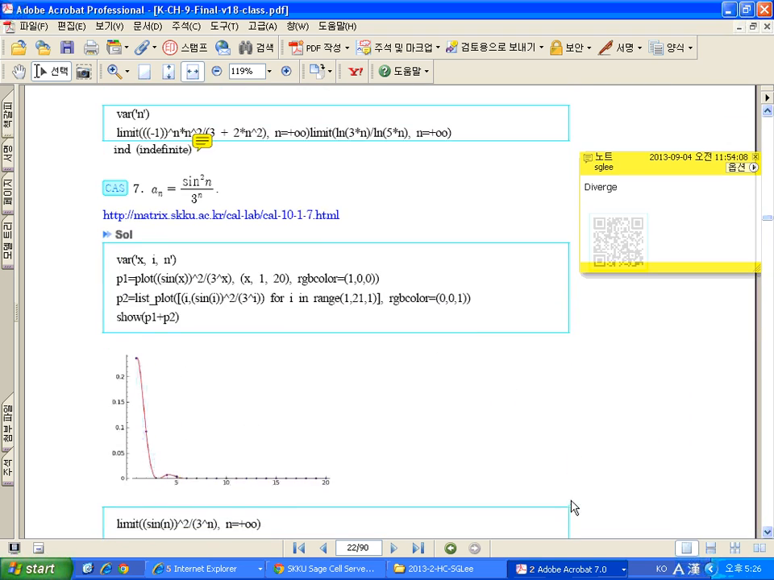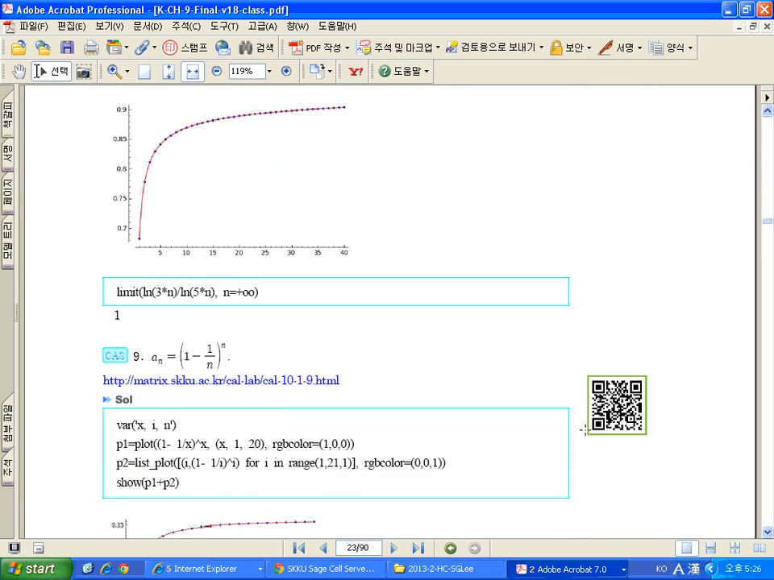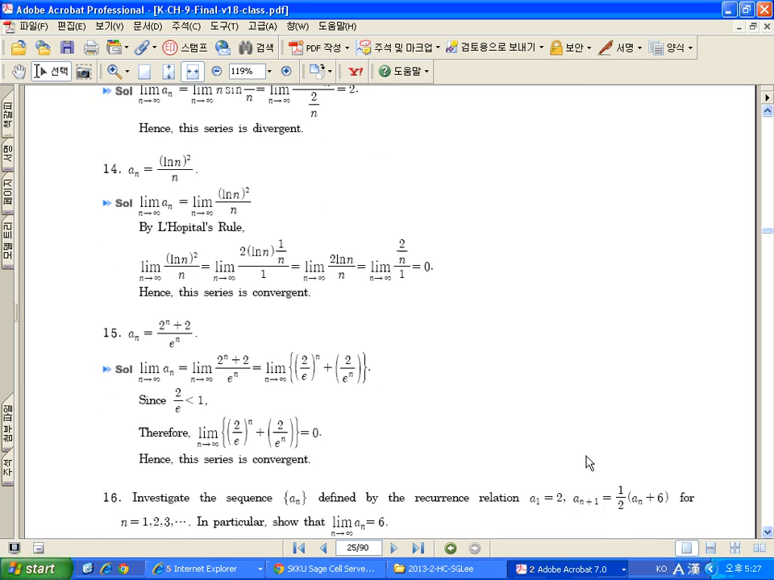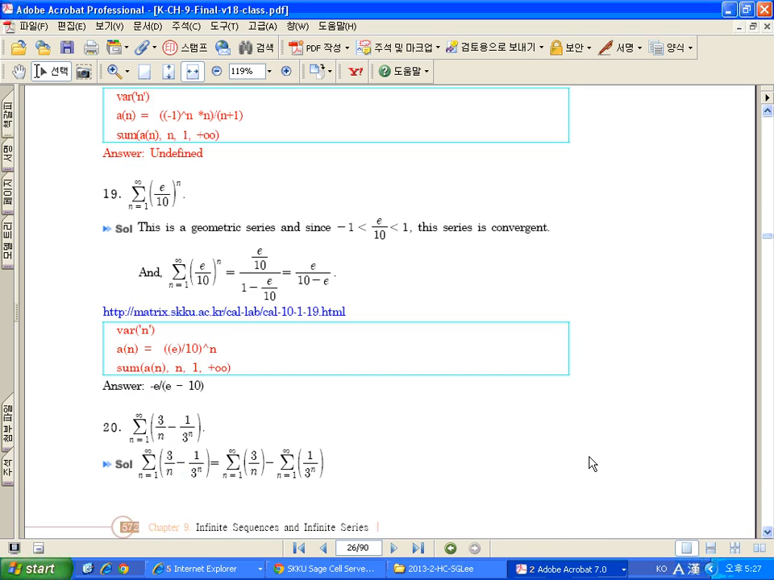Okay, I think that's all for section 9.1. Any questions for section 9.1?